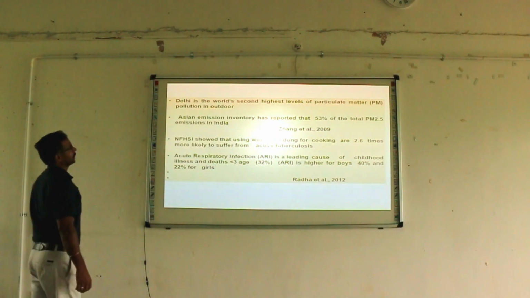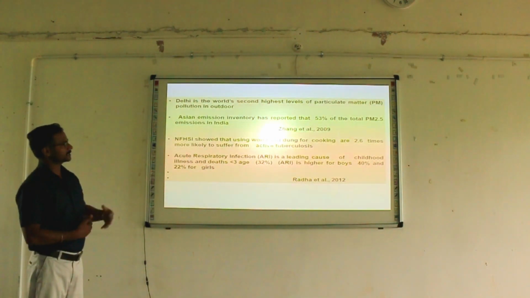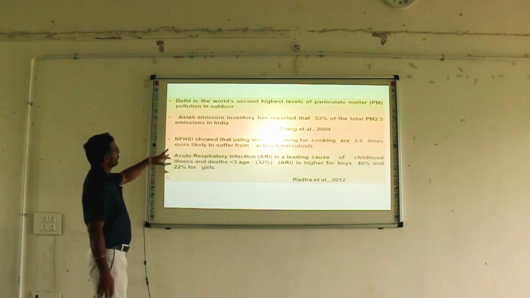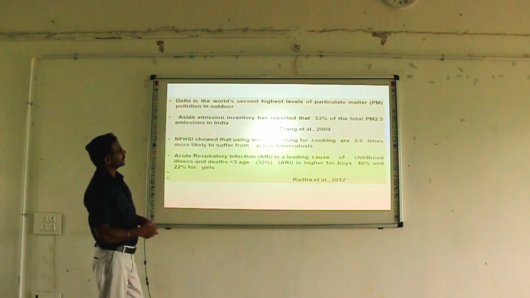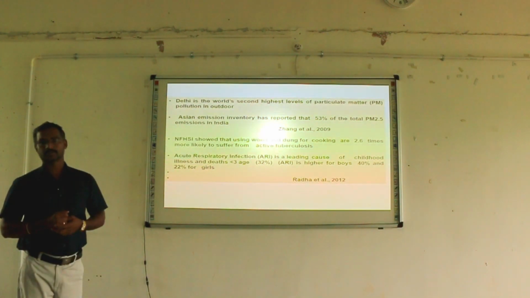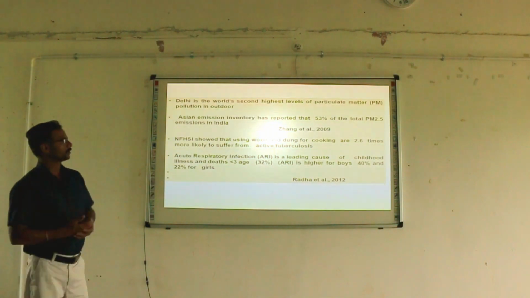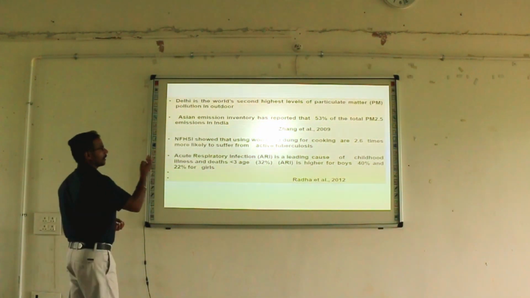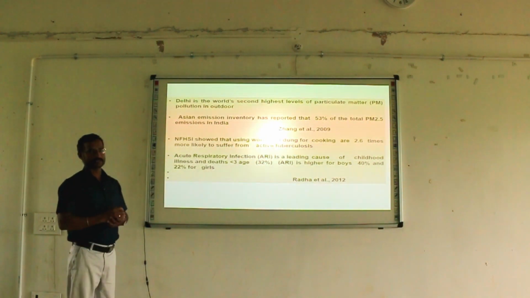We know that Delhi has the world's second highest level of particulate matter pollution outdoors. The Asian emission inventory reported 50% of the total particulate matter emissions in India. So the 2.5 micrometer size will be high in polluting indoor air in India.